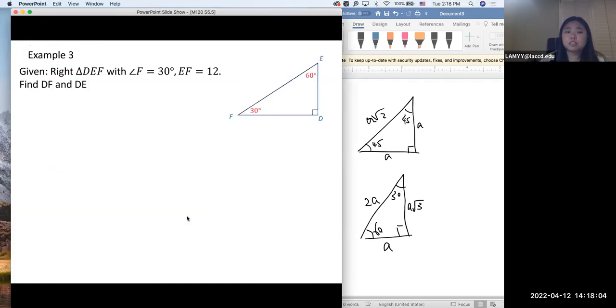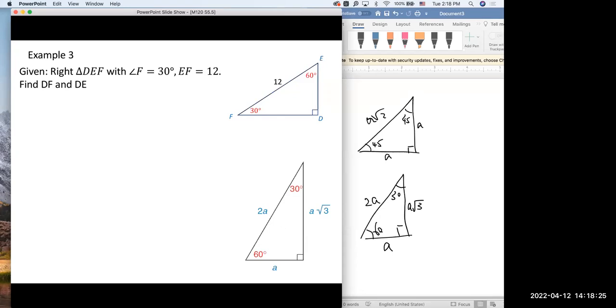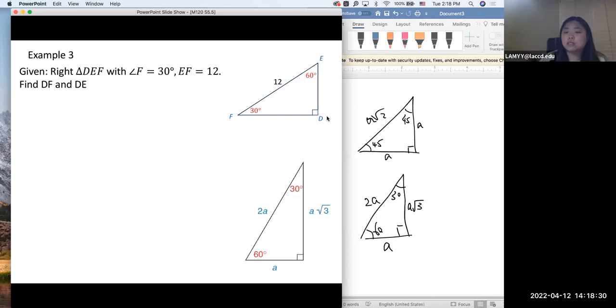Okay, let's do this example. Given triangle DEF with angle F equal to 30 degrees and EF equal to 12, find DF and DE. I want you to try to do it by yourself. First, figure out what A equals. After you find A, plug it back into the sides to find DE and DF.